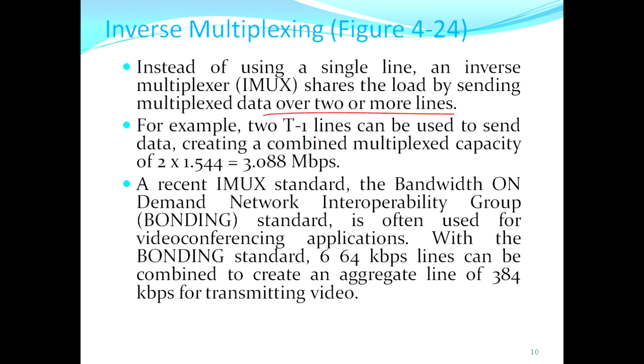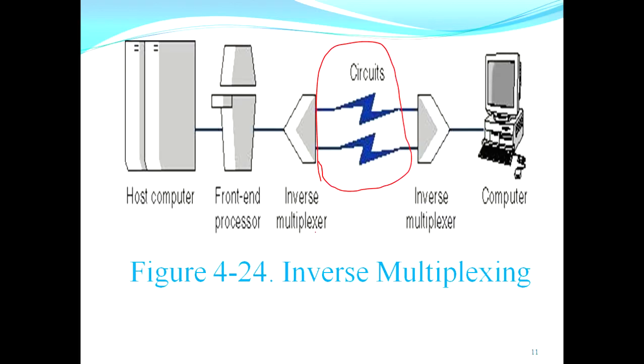So here T1 lines can be used to send the data, creating a combined multiplexed capacity of 2 times 1.545 Mbps. Instead of having a single line of this much capacity, why can't we divide that single line into two different lines having this much capacity each? That is the meaning of the inverse multiplexing concept, right? So this is the meaning of inverse multiplexing.